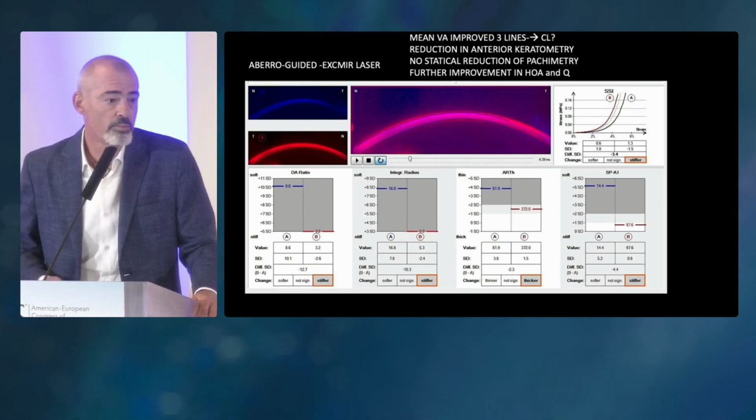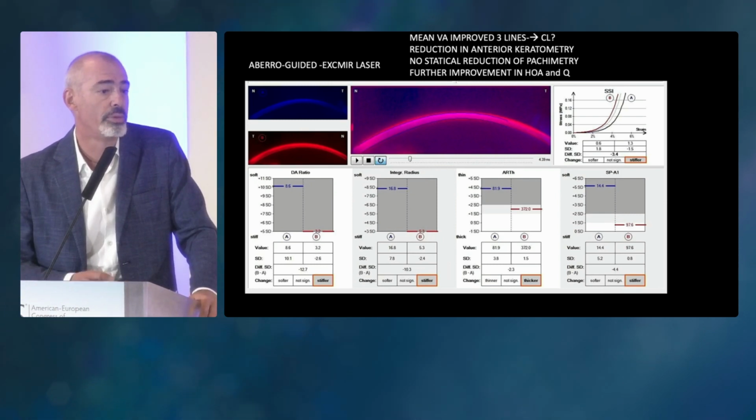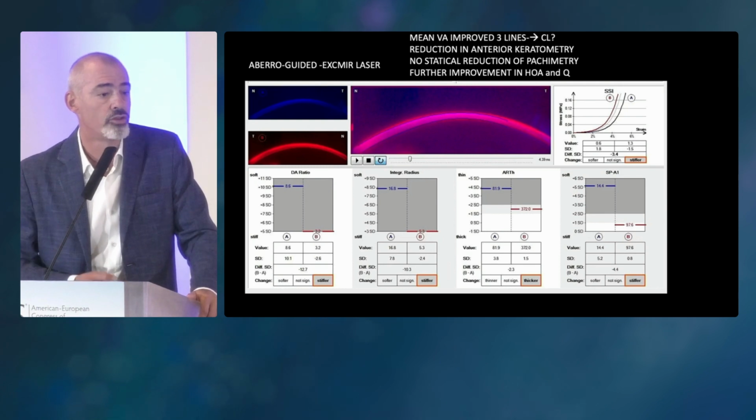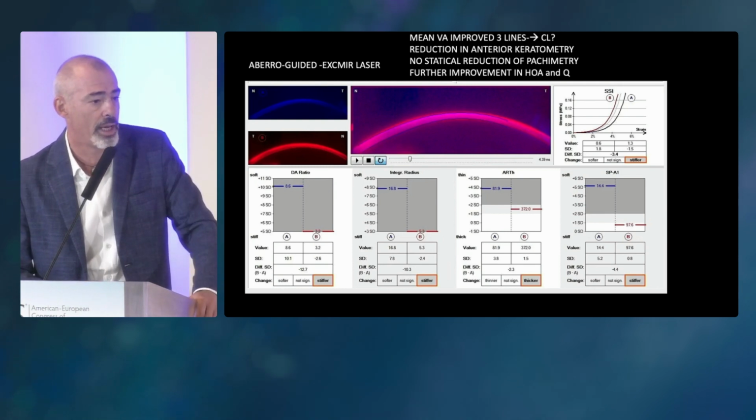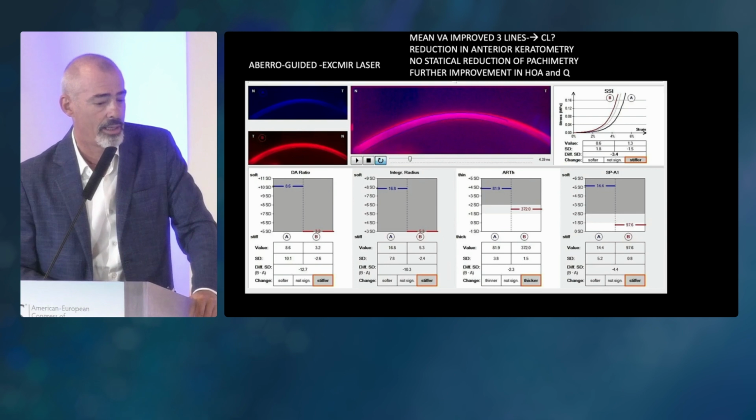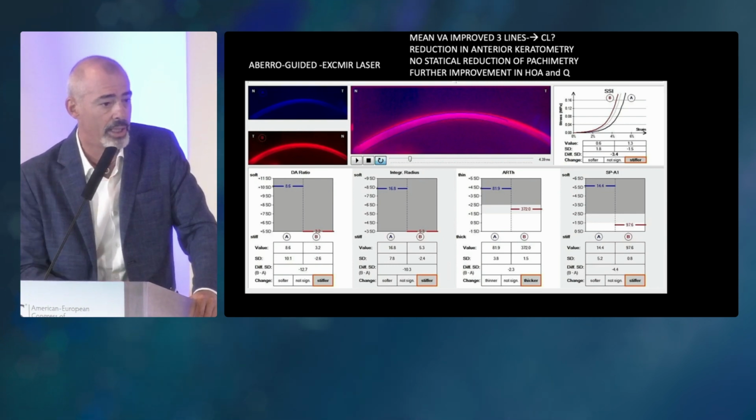So for the moment, we believe that it could be a starting way to treat some keratoconus patients by an adding therapy instead of a substitute therapy.